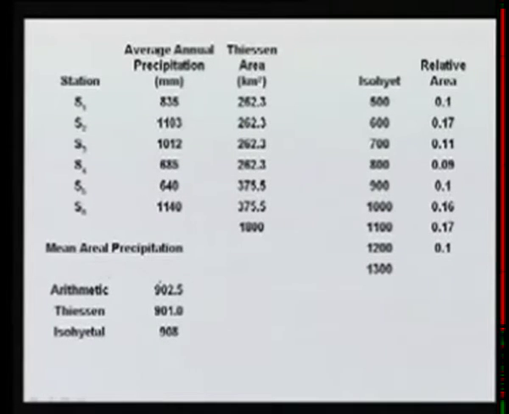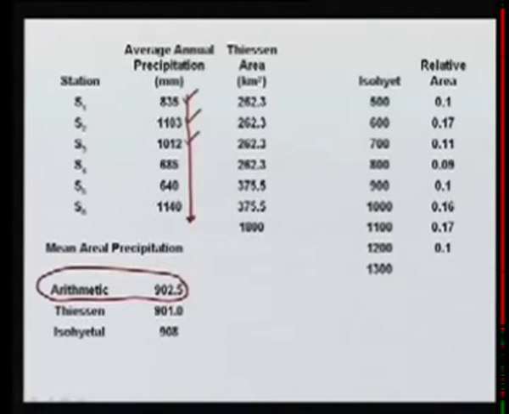If we want to compute it, then we have different methods. For example, we have arithmetic mean method, which just takes the mean of the annual precipitations. So in this case, we have these values already available from the record.